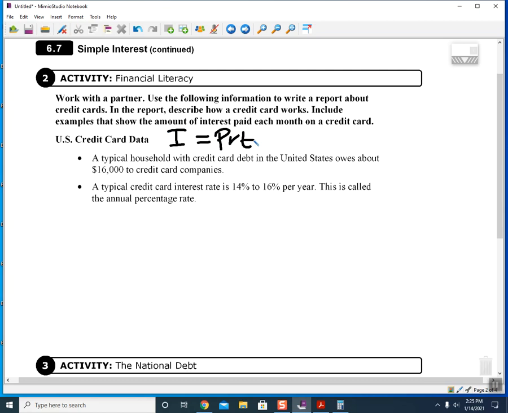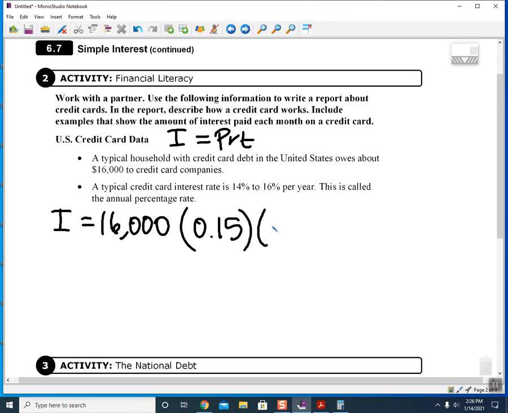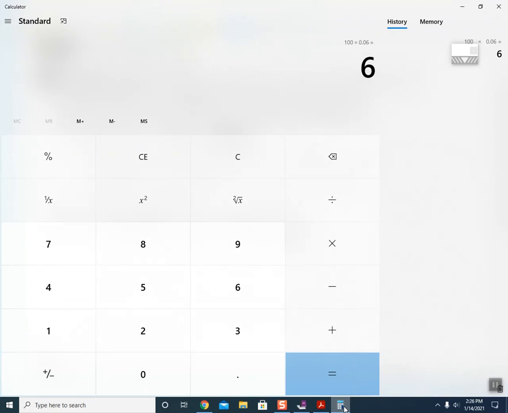So we're going to use the equation interest equals principal times rate times time. I want to figure out how much interest I would gain on a $16,000 principal at, let's go with a 15% rate. So 15% as a decimal is 0.15, times 1 year, right? How much interest would I make? So let's see, we'll do 16,000 times 0.15. Let's clear this out. Okay, clear.